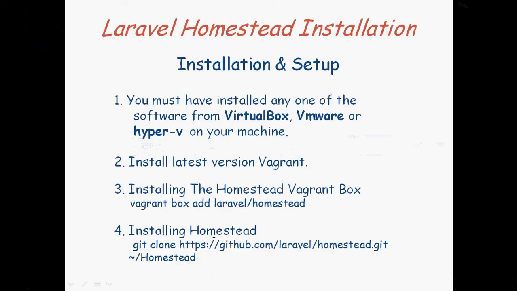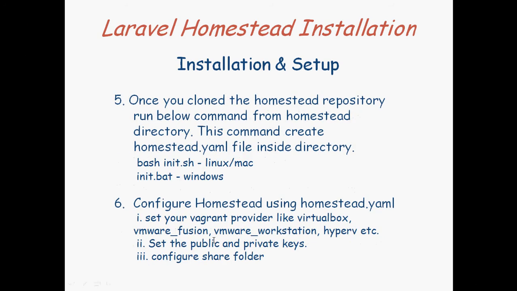So once you clone the homestead.git repo on your machine, you have to fire one command from the homestead directory. It's bash init.sh if you're using Linux. If you're on Windows, then you have to fire the init.bat command. This command actually creates the homestead.yml file, which is the configuration file of the Laravel Homestead Vagrant box. Using that, you can customize the additional settings.